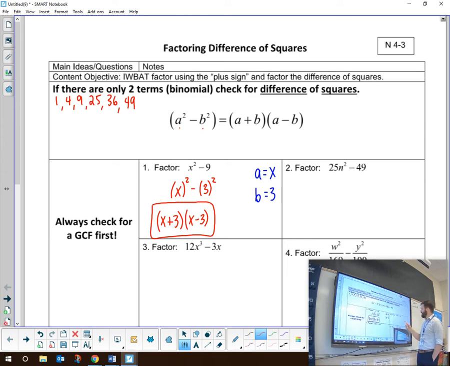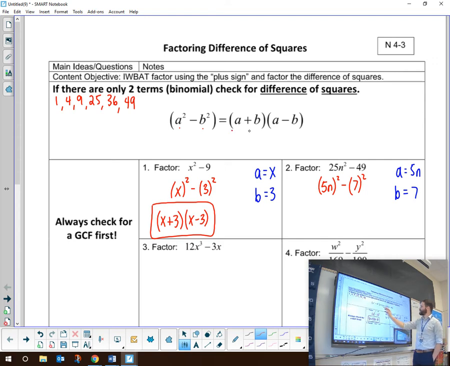So number 2, we have 25n squared minus 49. Okay, well, 25n squared, that's the same thing as saying 5n squared, okay? Right? Because 5n times 5n is 25n squared. So this is a perfect square. The same thing is true for 49. 49 is 7 squared. So there we have it: 5n squared minus 7 squared. So my A is 5n and my B is 7.